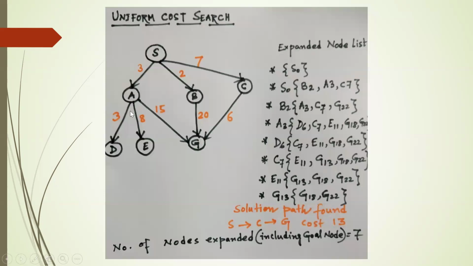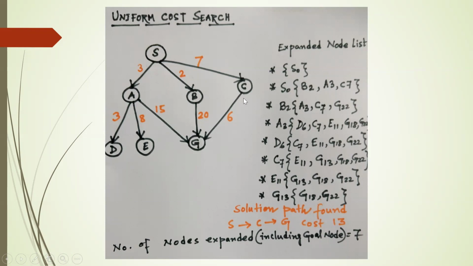Okay. For D, 3 plus 3, 6, D6. For E, 8 plus 3, 11, E11. For G, it is 18. Okay, already C7 and G22 are available. Compare these values. Which one is lesser? D6 is the lesser one. So we are visiting D6 next. There is no child for D, so there is no need to add anything here. Next, which one is the lesser value? C7. We are visiting C7.